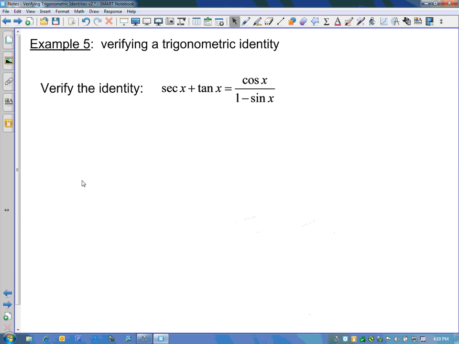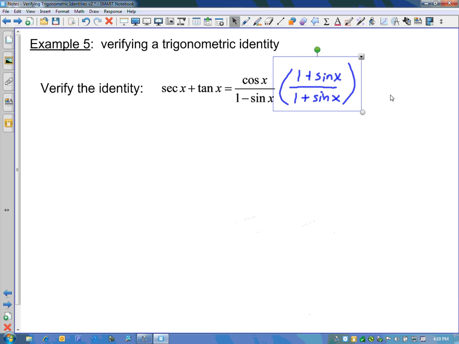Okay, number 5. This one we can work on the left or the right. I'm going to choose the right because then I get to use the often overlooked strategy of multiplying by the conjugate. The denominator is 1 minus sine. If I were to multiply that by its conjugate, I would create a difference of squares, which I can then switch out using a Pythagorean identity.